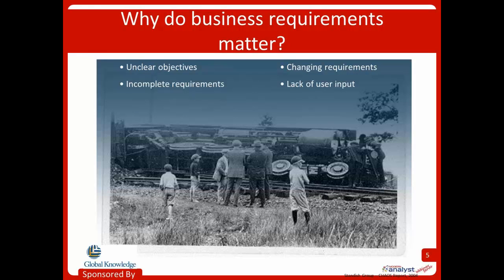Business requirements are the things that are going to help us define the objectives for a project, right? Let's make sure we get very clearly down on paper what those objectives are. They help us manage those changing requirements. They help us identify requirements that might be incomplete, and they tell us where we need user input. So business requirements are the crux of the successful or failed project, those reasons that you see up here on the screen now.